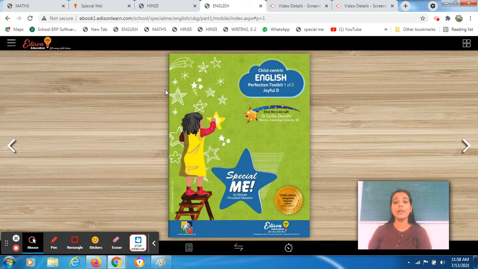We had completed the SH words in our English book as well as in our Writing Skills book. Right? So, is there any doubt in that unit?